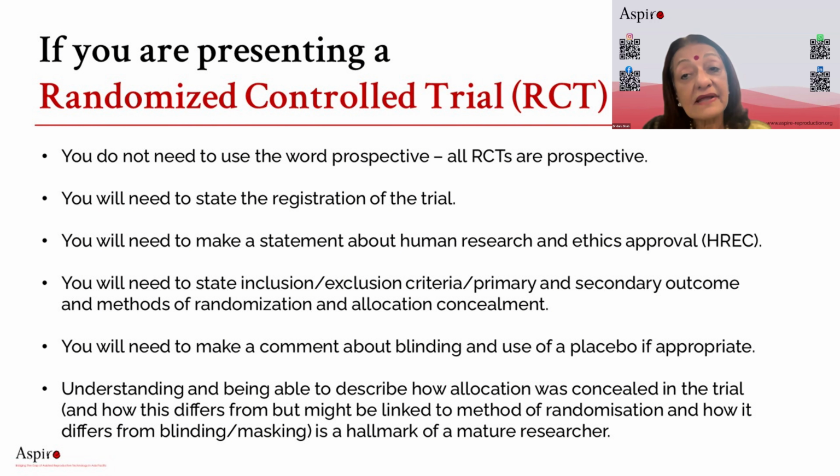You will need to make a comment about the kind of blinding used and the use of placebo if you think you need to. Whilst understanding and being able to describe how the allocation was concealed in the trial, and how this differs from blinding or masking, maybe linked to the method of randomization, is a hallmark of a mature researcher. And that is why I advise you, to stand out when you are making a presentation, very, very carefully follow these instructions, and it will really help you to be a great presenter.